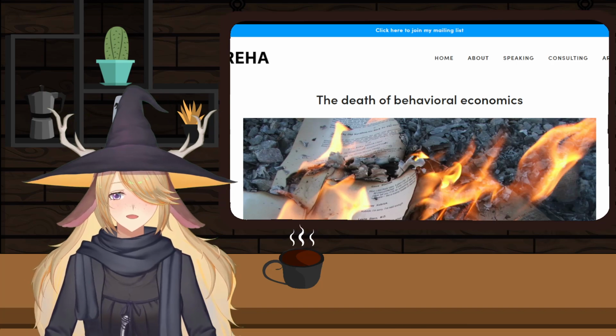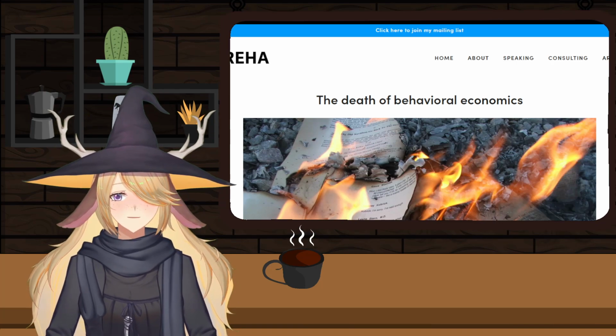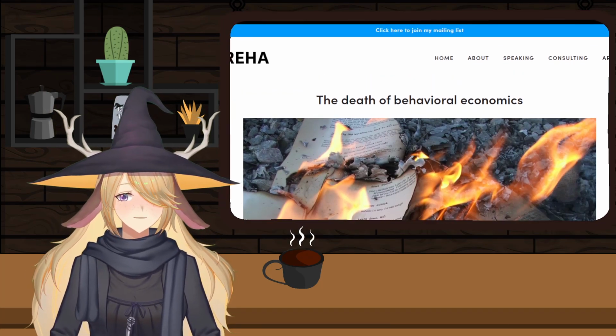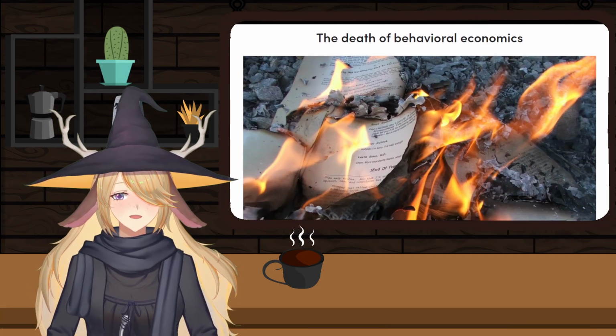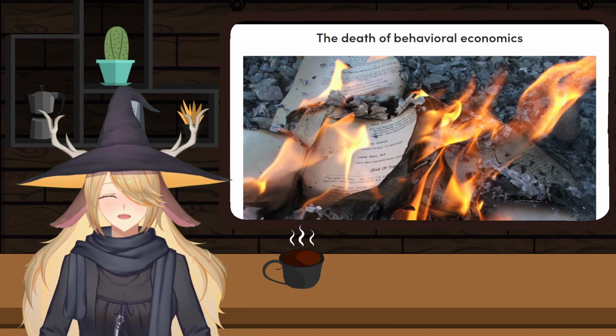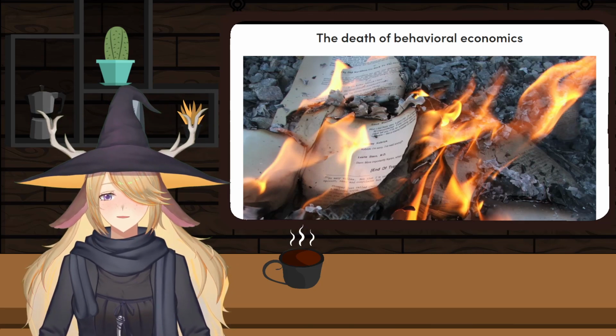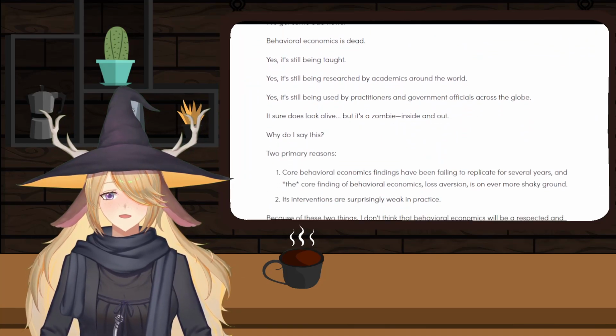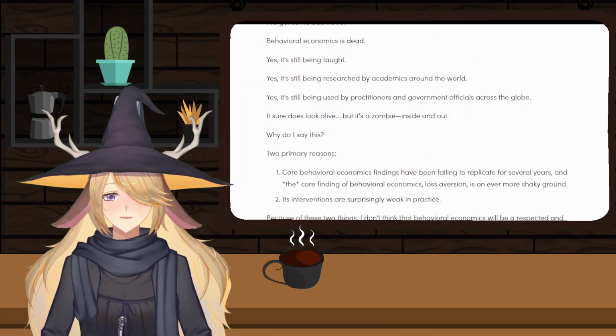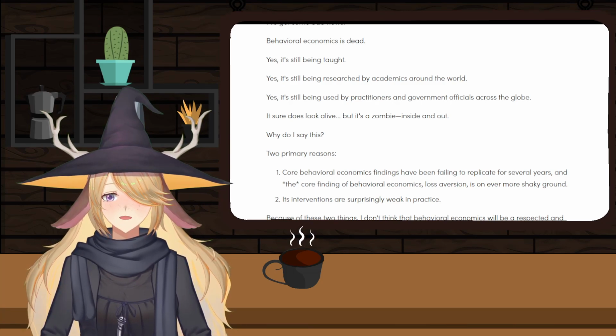So I came across a paper this week. I checked Facebook, unfortunately. So let's talk about the death of behavioral economics. You might have heard the term behavioral economics. People use it all the time, right? It's basically applied social psychology. But there's some bad news. The field is dead. I regret to inform you, behavioral economics is not a thing.